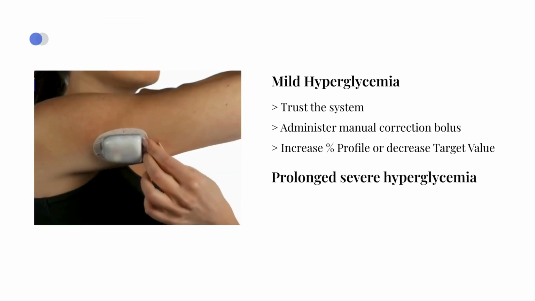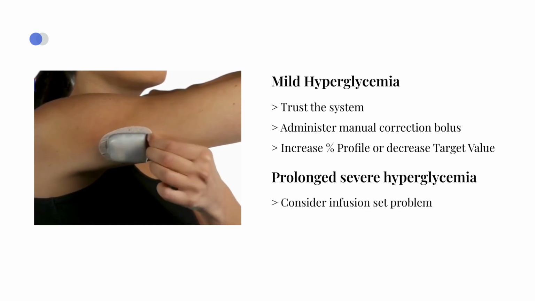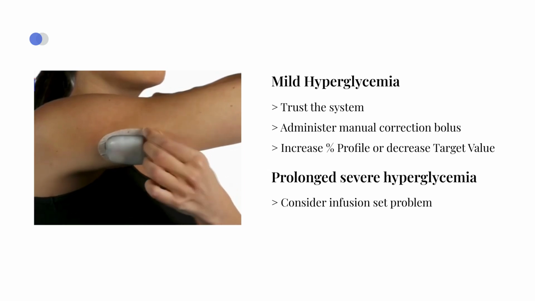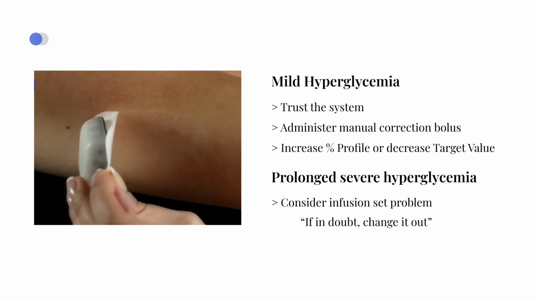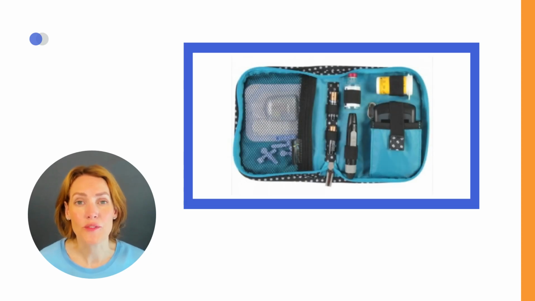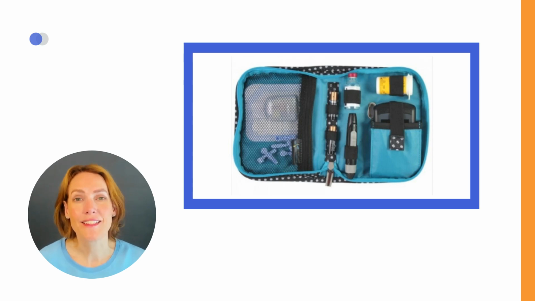In situations of prolonged and severe hyperglycemia, it is important to consider the possibility of an infusion set problem. When in doubt, it is advisable to change your infusion set or pod. Remember the phrase, if in doubt, change it out. It is essential to ensure that you have enough equipment on hand to carry out all necessary substitutions and replacements. Being prepared with the required supplies is crucial for effectively managing hyperglycemia and maintaining the proper functioning of your iAPS system.